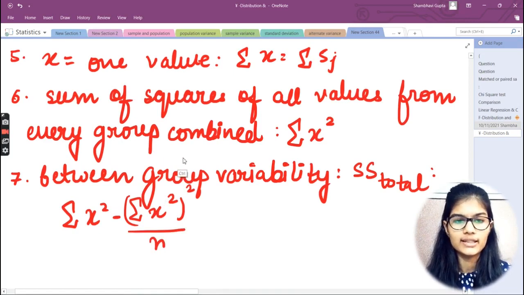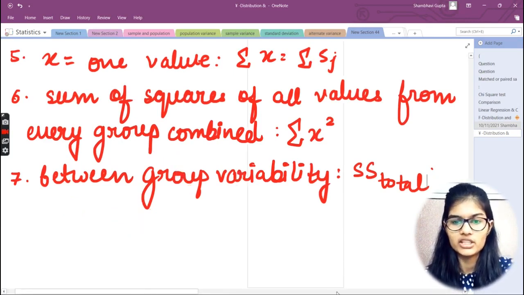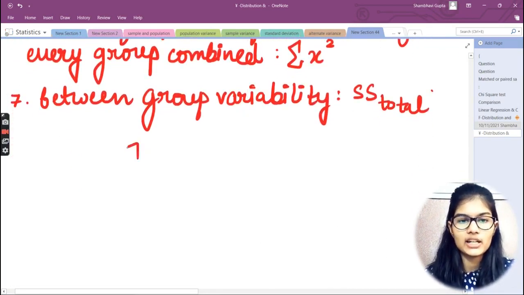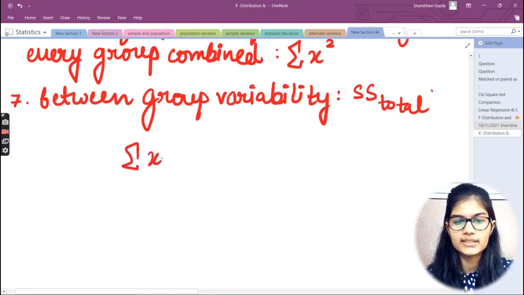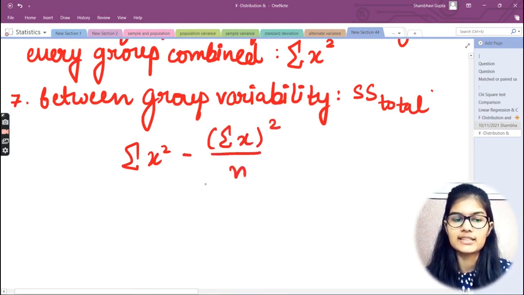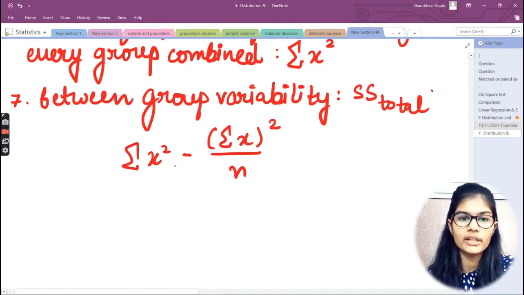Okay, one sec. That's too much of a mess right here, right? So let me go down and get some space to write. Fine. So the formula which we have for this is sigma x square minus, in the bracket sigma x, with a square above the bracket, divided by n. Yes, this is the formula which we have for the between group variability. Okay, sigma x square minus sigma x whole square divided by n.